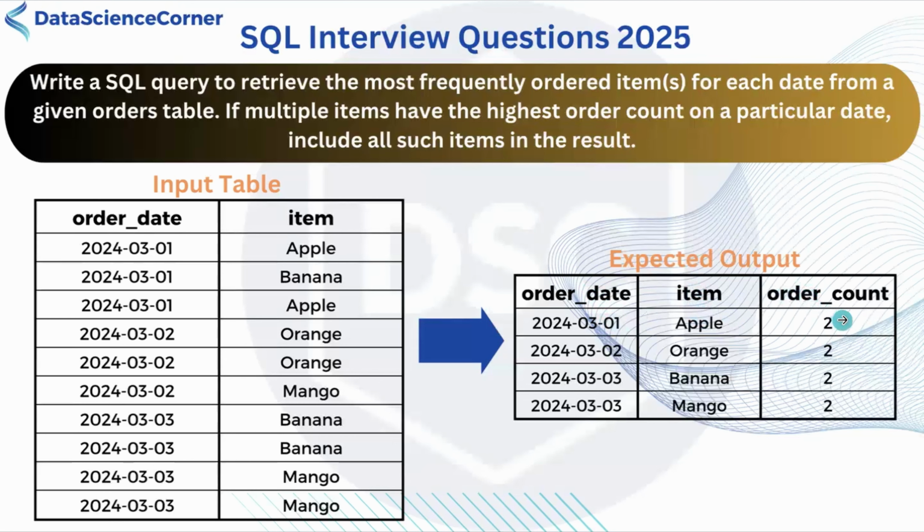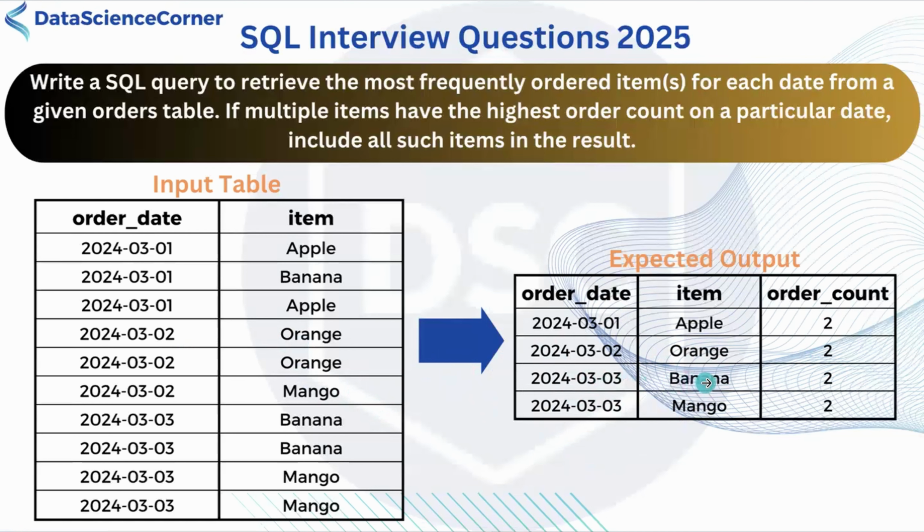Now in the expected output, on the order date 1st March, the item is apple, and the order count is 2. If we look at 1st March, we have 3 orders. 2 are of apple, 1 is of banana. So we want the item which has the highest order count. That's why apple and the order count is 2. On 2nd March, we have item orange and the order count is 2. Here also, on 2nd March, we have 2 orange orders and 1 mango order.